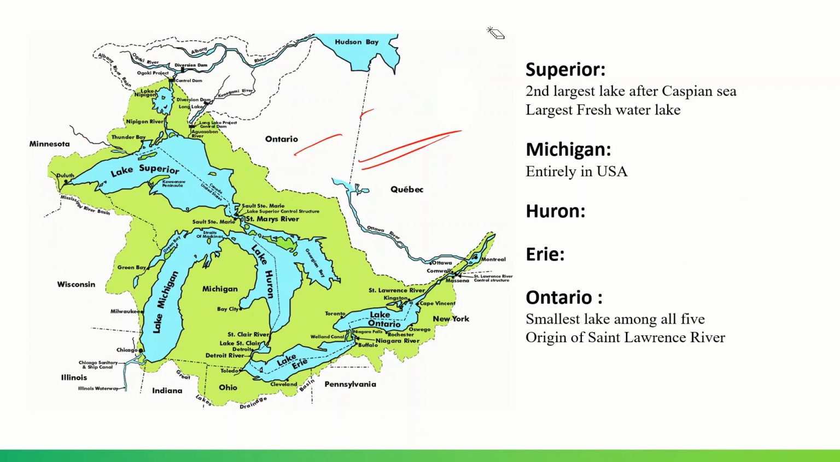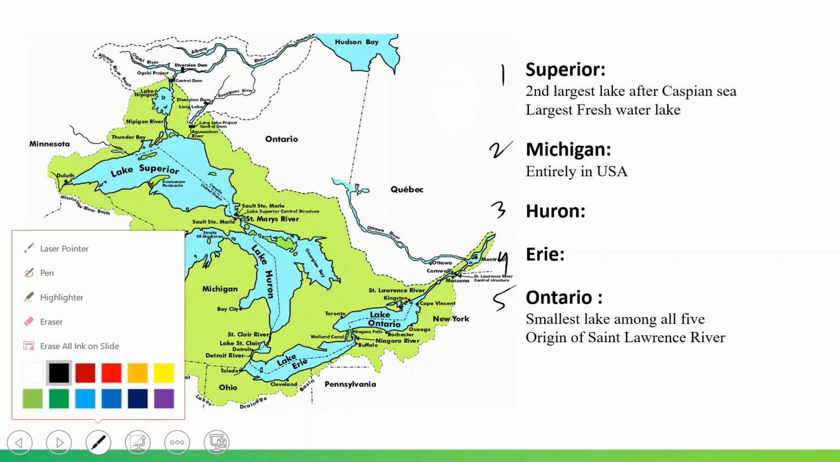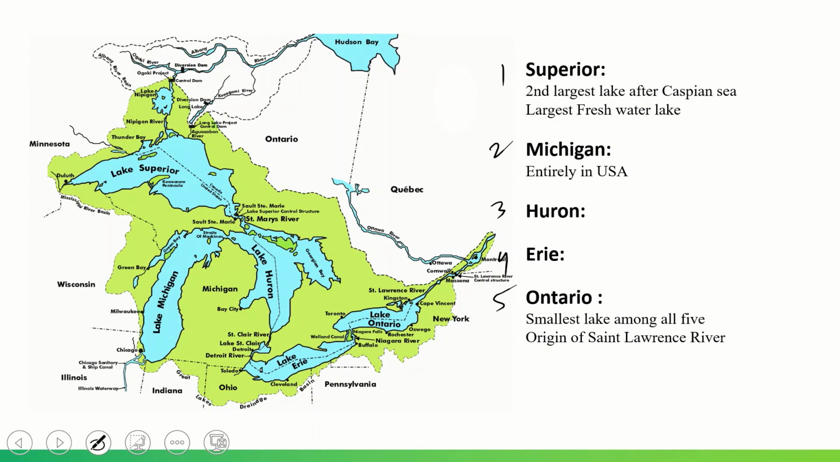Okay, when we are talking about the Great Lakes of North America, they are 5 in number. That means there are a total of 5 lakes in the Great Lakes of North America, which are Lake Superior, Lake Michigan, Lake Huron, Lake Erie, and Ontario. Among these 5, the smallest lake is Lake Ontario. The St. Lawrence River originates from Lake Ontario. Okay, this is the fact about Ontario.